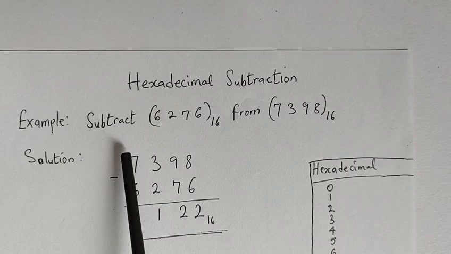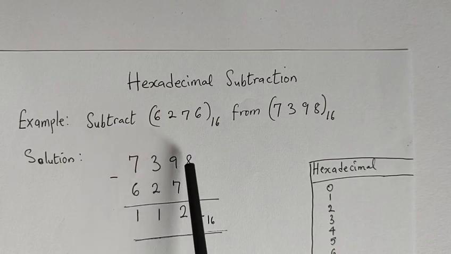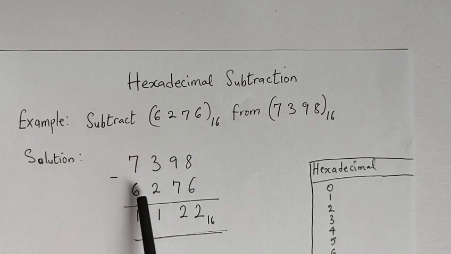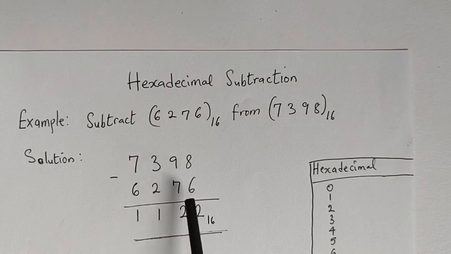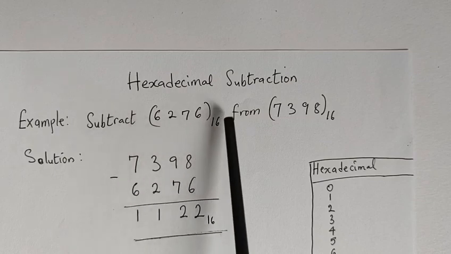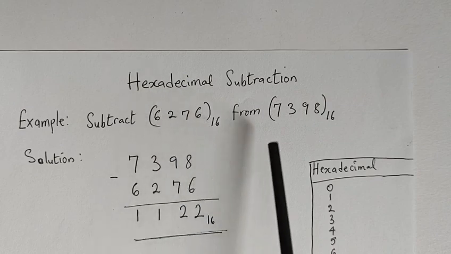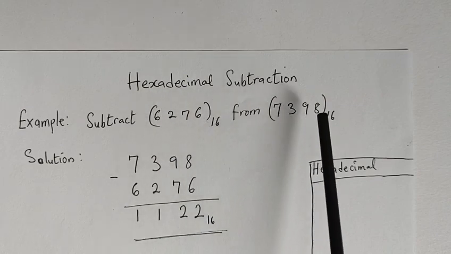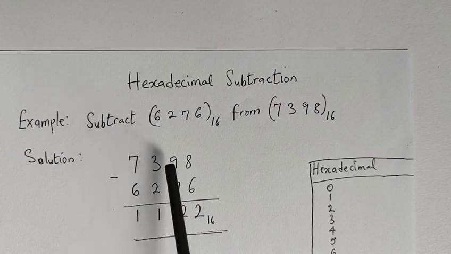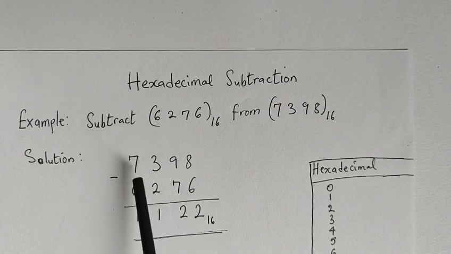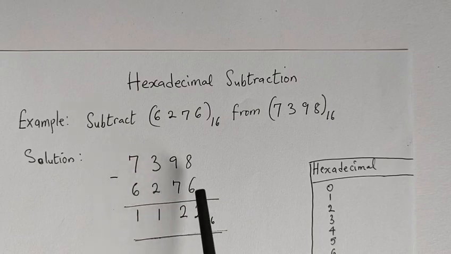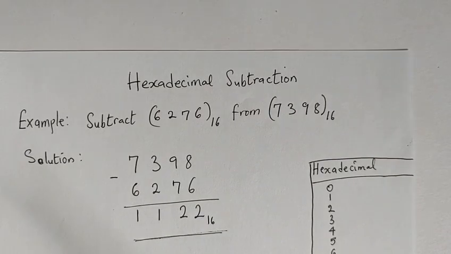Now you have 7398 minus 6276, because it says we should subtract 6276 from 7398. So it means that 7398 is going to subtract 6276. Right, so if you do this, it's straightforward.